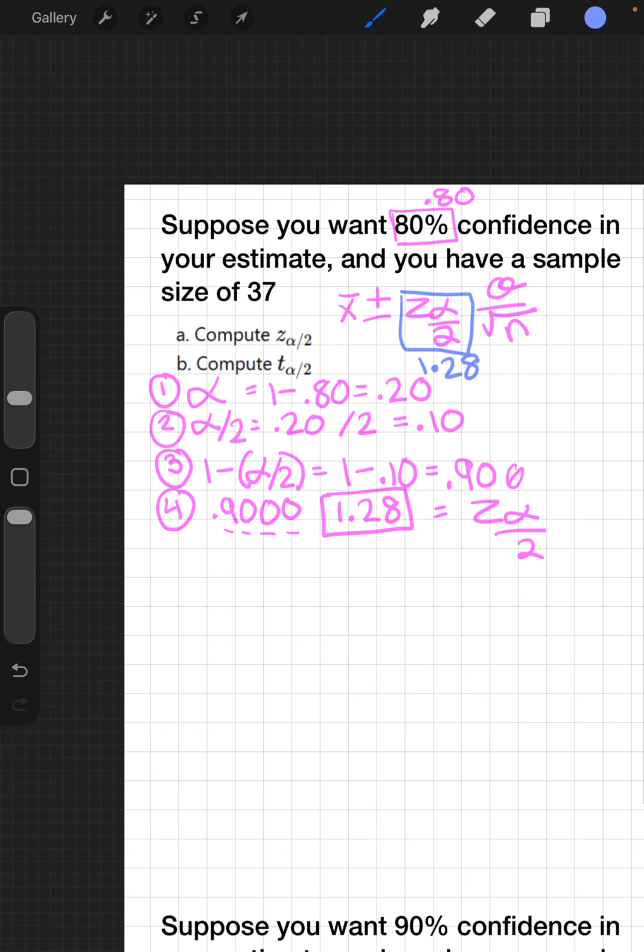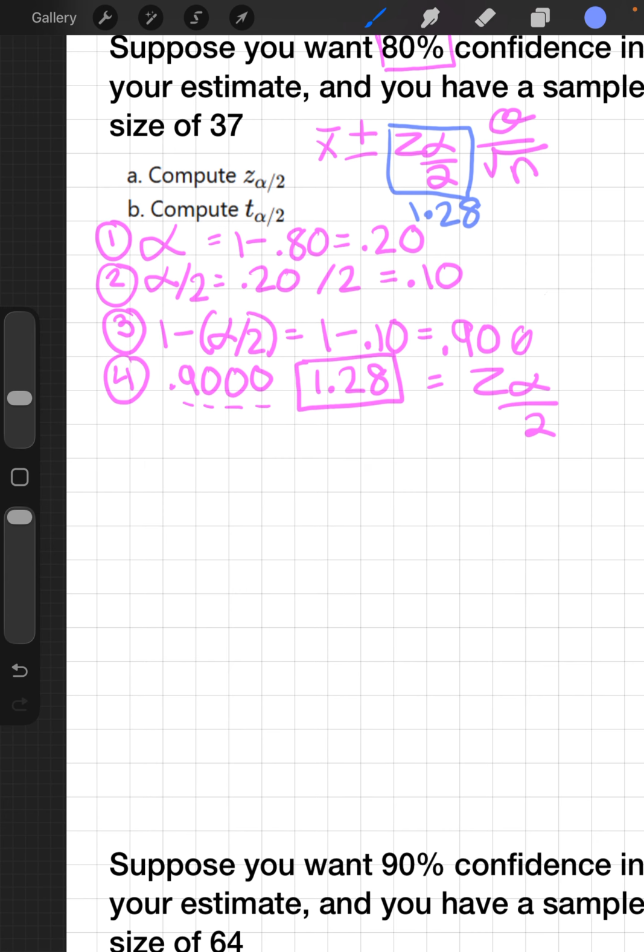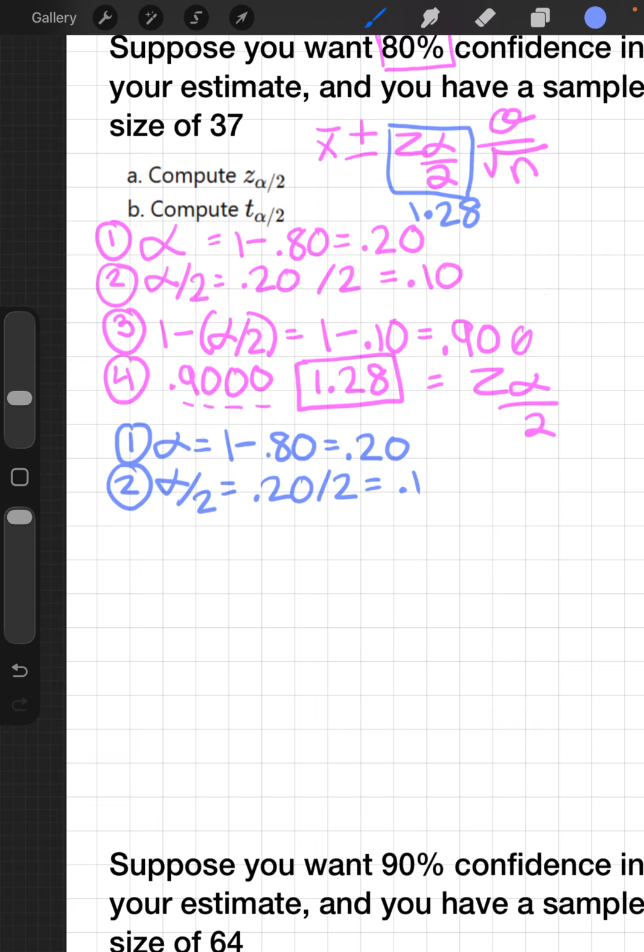And now I'm going to find the t. The t is super similar to how to find the z. The first thing we're going to find is a, which is going to be 1 minus 0.80. You get 0.20. Second, we're going to find alpha over 2. 0.20 divided by 2 is 0.10.